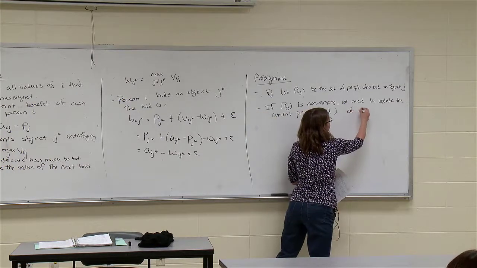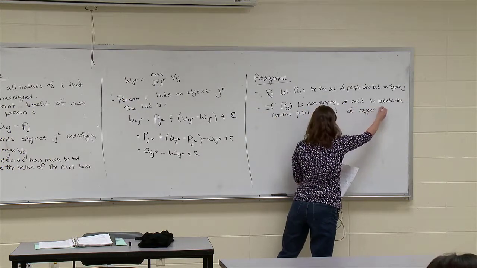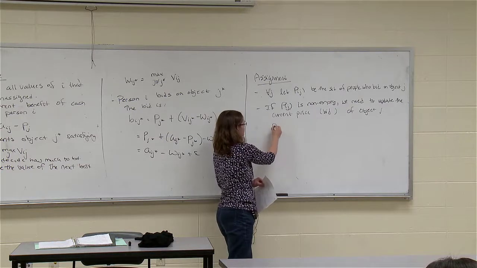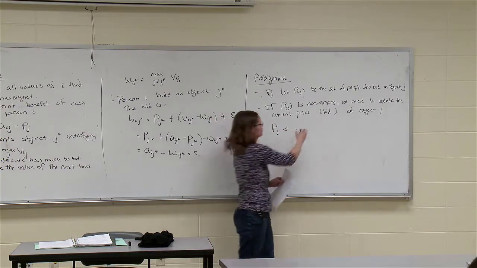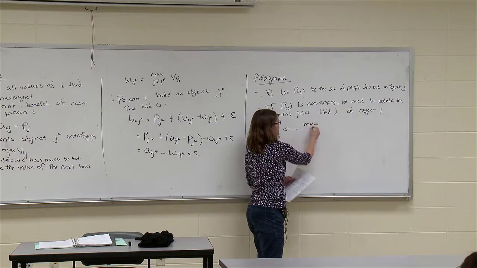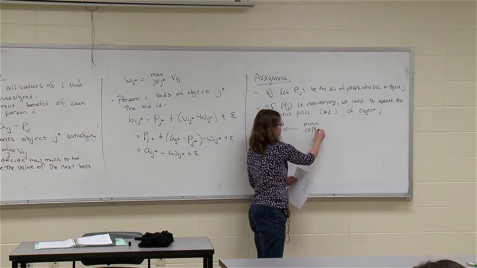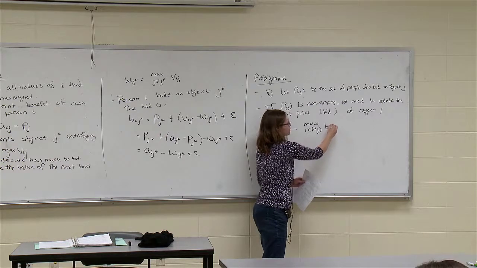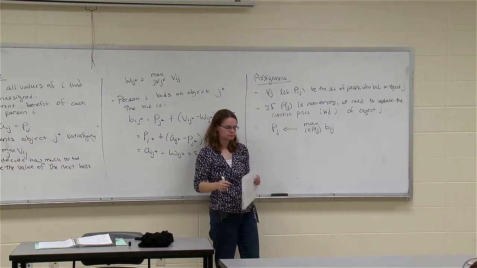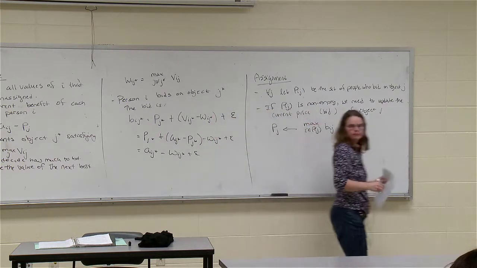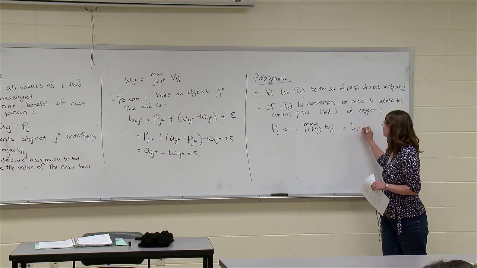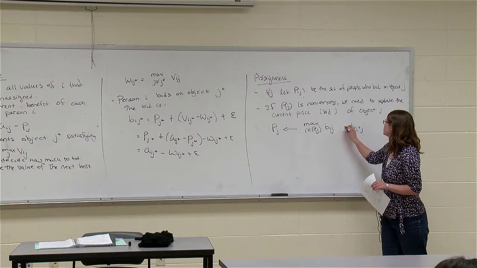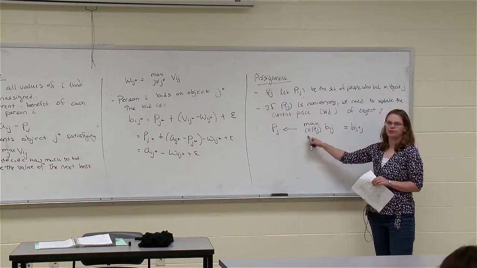of object J. Okay, and the new price is just going to be the high bid. So it's going to be the max over all people who bid on this of the bids. And we'll call this b_{i* j} for some i*. i* is just whichever i achieves the maximum.